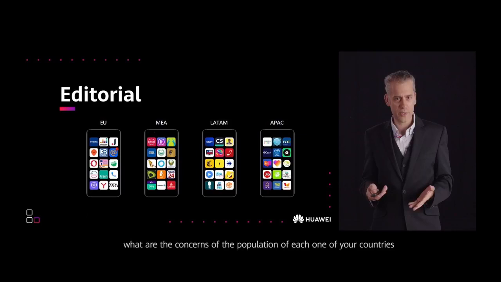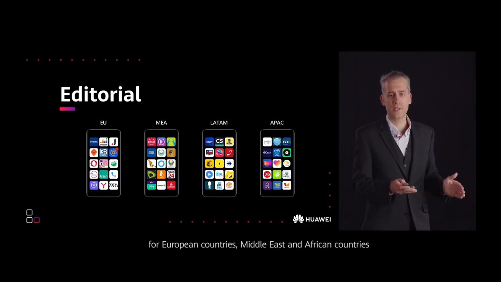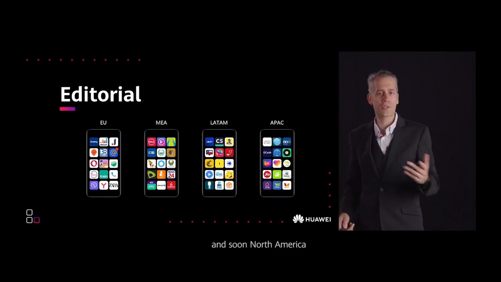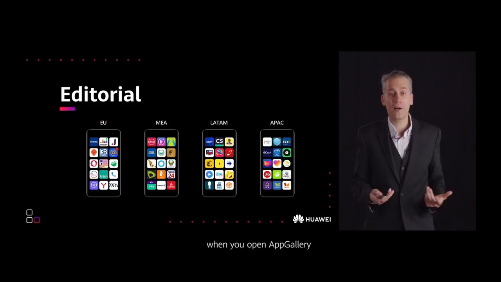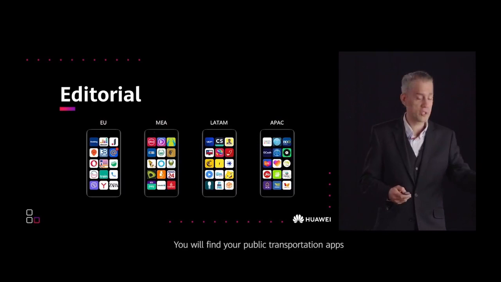That allows us to have an optimal configuration for all European countries, Middle East and Africa countries, Latin America countries, Asia Pacific countries, and soon North America. It means that as a user, when you open up Gallery, you will find everything that you need for your daily life. You will find your public transportation apps, your public services, your banking apps, everything to make your life more comfortable.